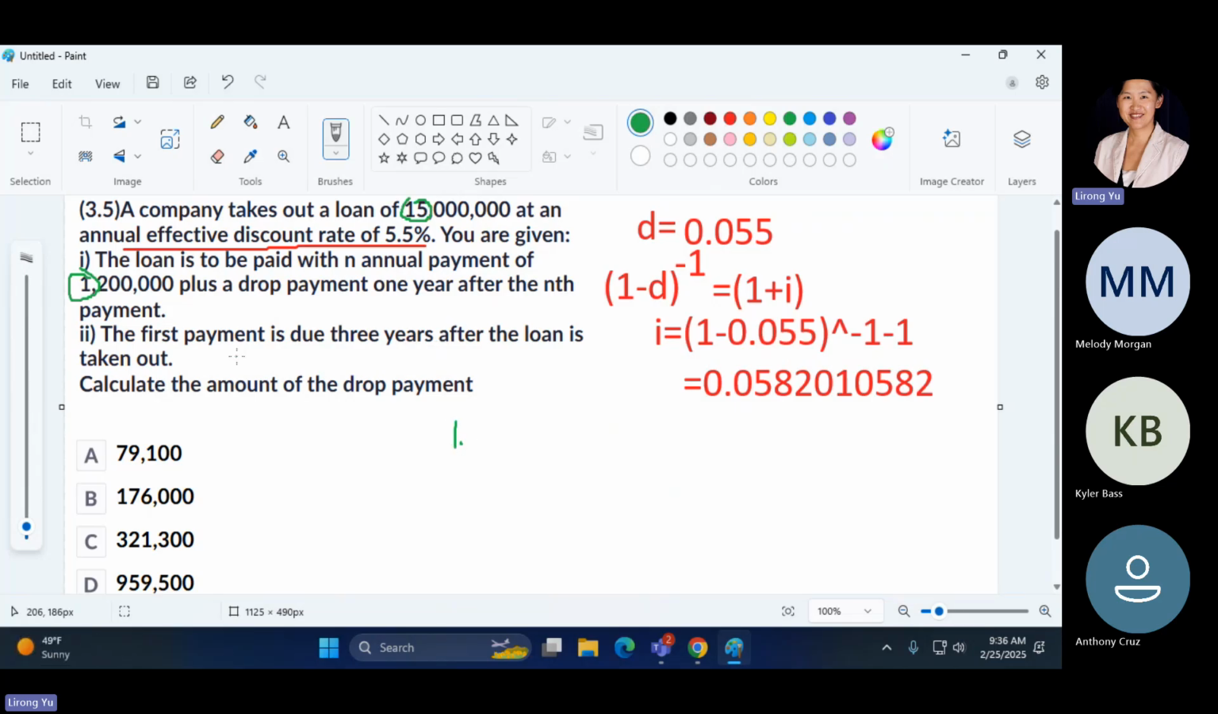Oh, it's a deferred payment, so our first payment does not occur at time 0. It's like this: this is time 0, where the loan is taken out. The first payment is due 3 years after the loan is taken out. So 1, 2, 3, this is the first payment. Assuming that L, the loan amount, is 50 million, the payment is 1.2 million. Okay, so that was the plan.